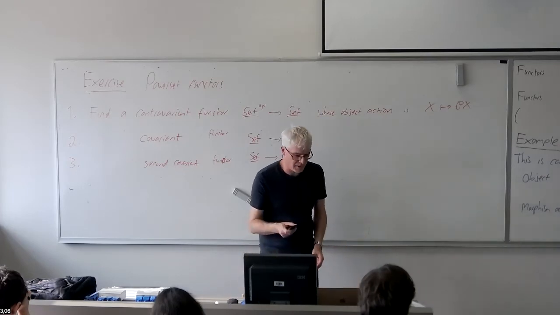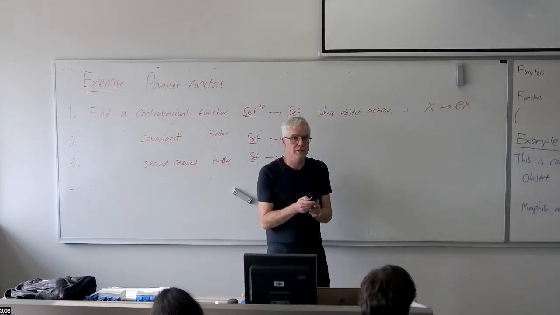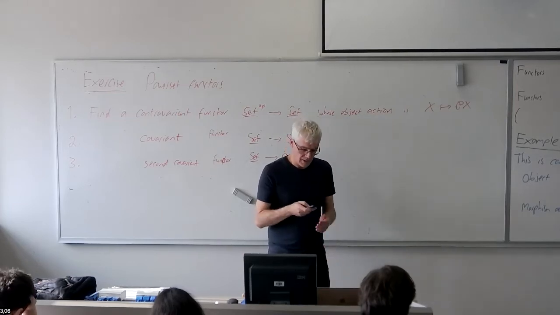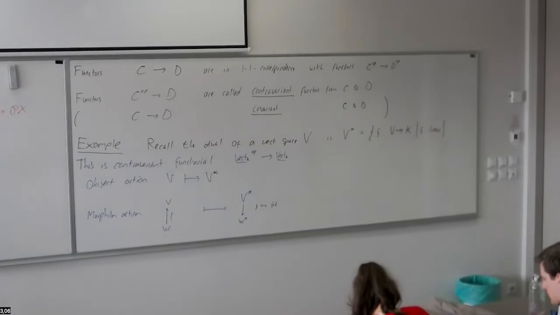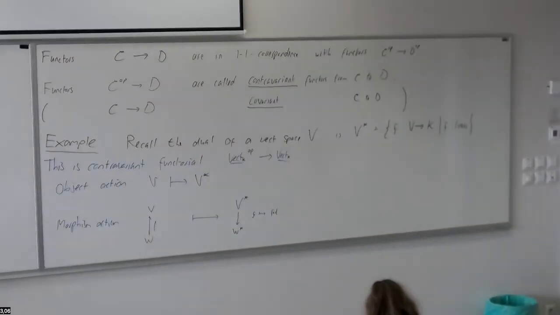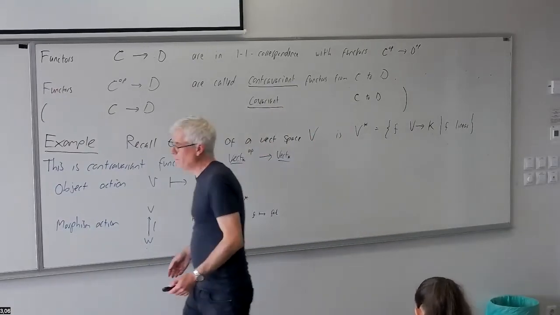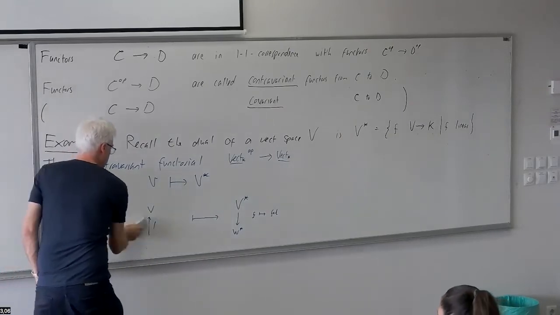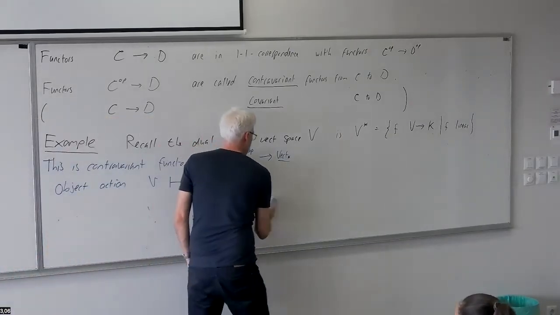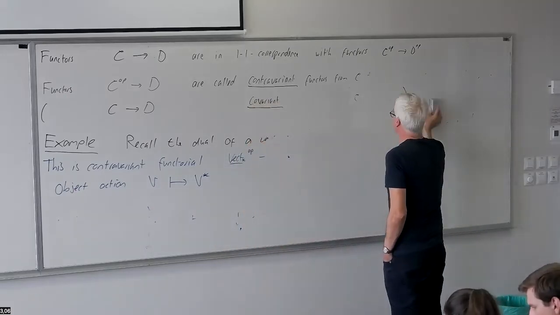The next construction I want to do, as I said, we want to look at different ways of constructing new categories from old. The opposite construction is a very simple such construction. Let's consider this slightly more complicated construction, but one that's also very, very useful.